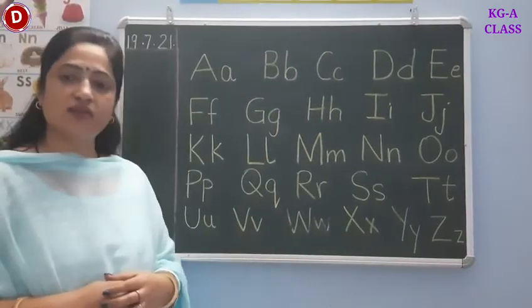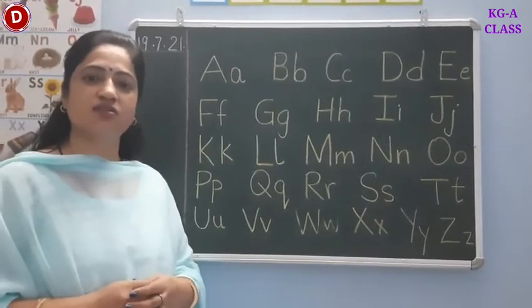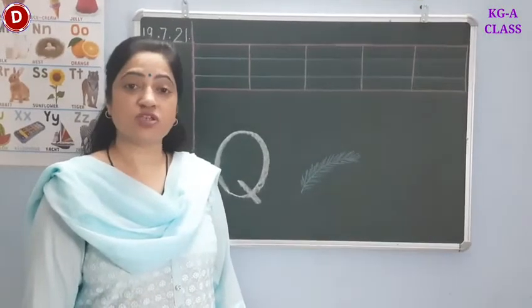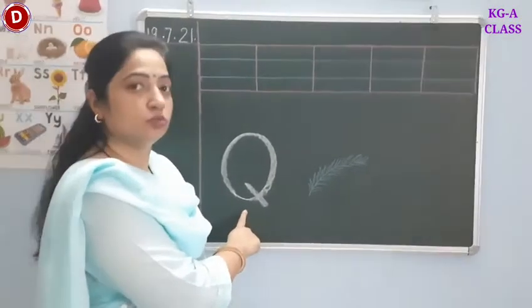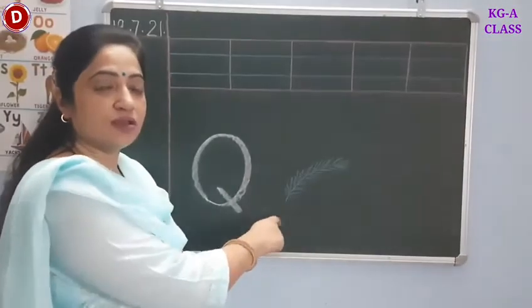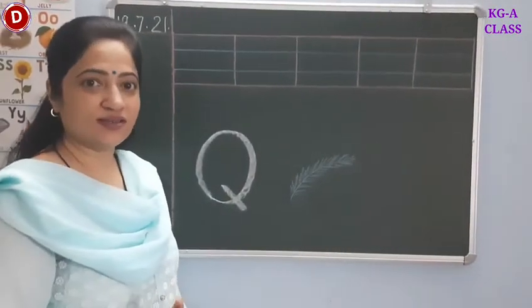Understand, children? In this way, you have to learn the songs and sounds of the letters A to Z. Children, today I am going to teach you to write capital Q in the notebook. Q for quill. Quill is the feather of a bird, isn't it?